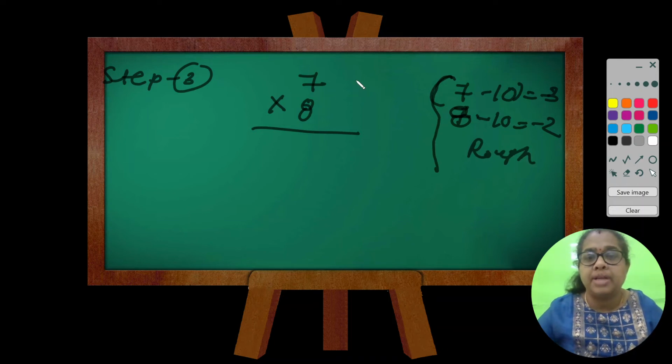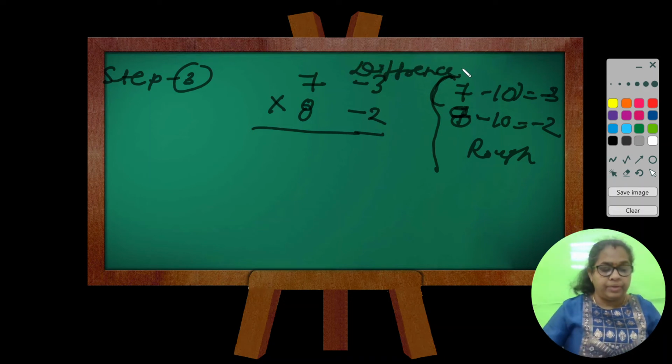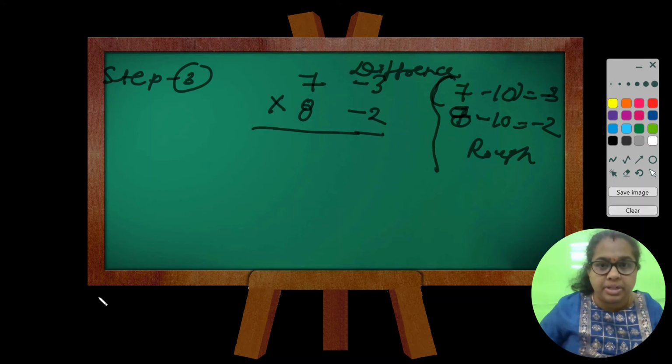On the left hand side we have written the numbers, and now on the right hand side we have to write the difference. So we have written the difference here. This is step number 3: find the difference of each number from 10. So we got the difference.